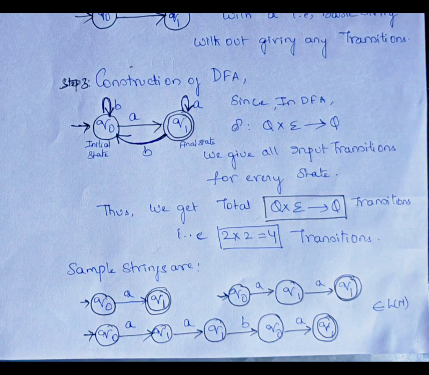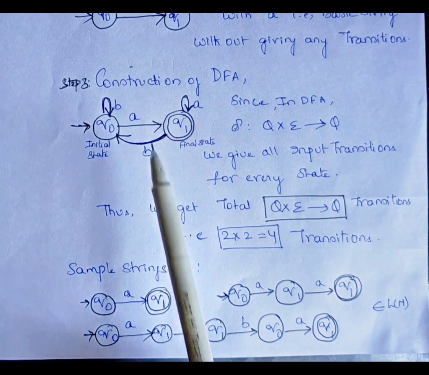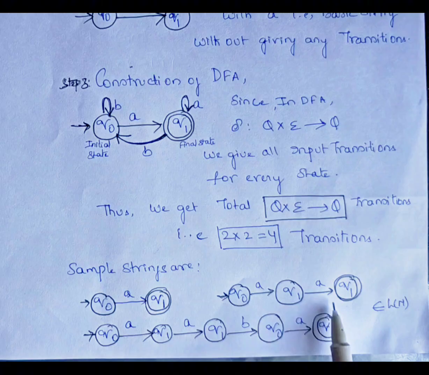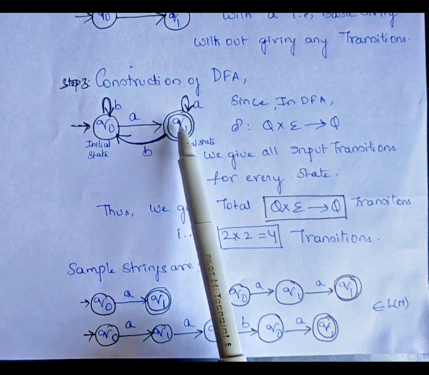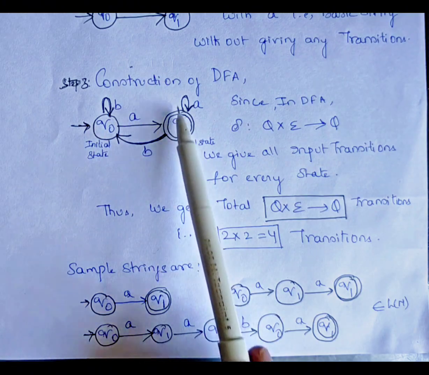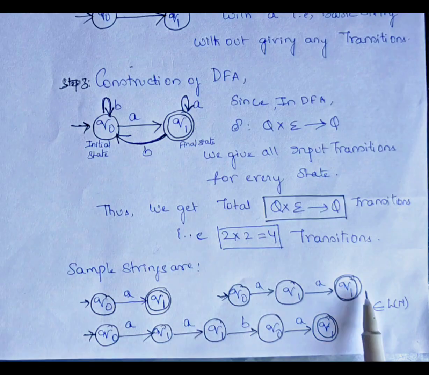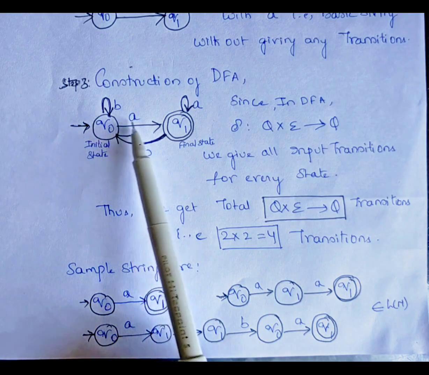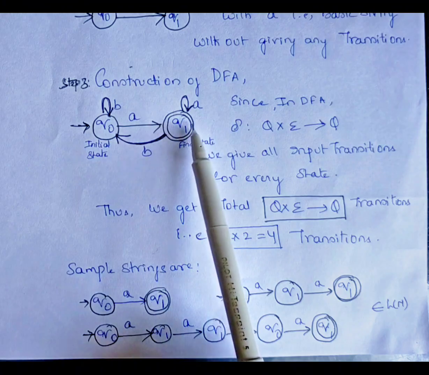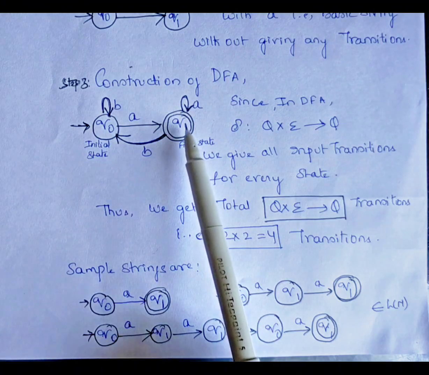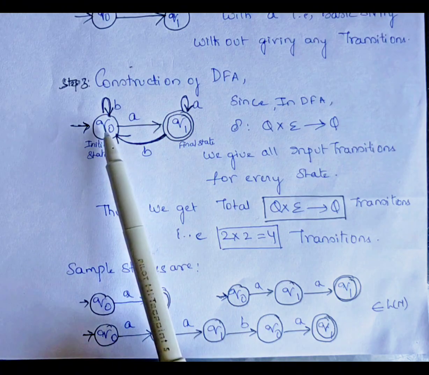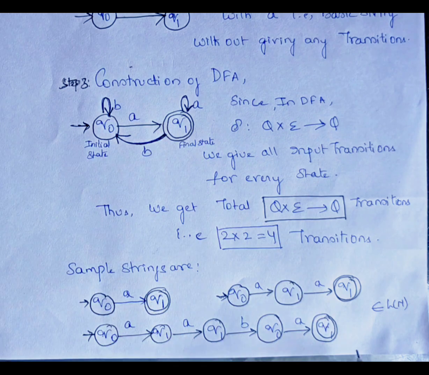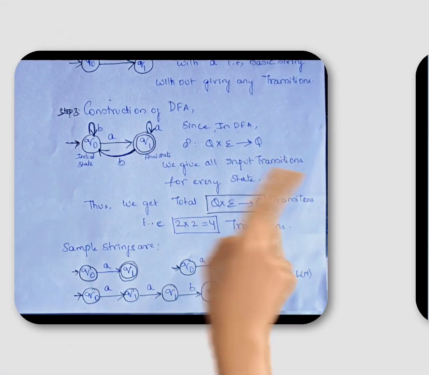Consider the sample strings. The sample strings are the minimal string A and AA. Q0 on A is processed to Q1. Q1 on A is going to Q1, which is the final state. This is also valid. Next, AABA. Q0 on A is going to Q1. Q1 on A is going to Q1. Q1 on B is going to Q0. Again Q0 on A is moving to the final state Q1. So this is also a valid string which belongs to L of M.